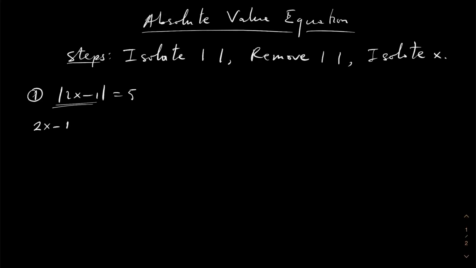So I'm going to have here 2x minus 1 equals 5, or 2x minus 1 equals negative 5. So I'm getting rid of the absolute value here, and then whatever is on the other side of my equation, I'm going to consider the positive side of it and the negative side of it. Then I'm going to go ahead and solve them individually to get my answers.